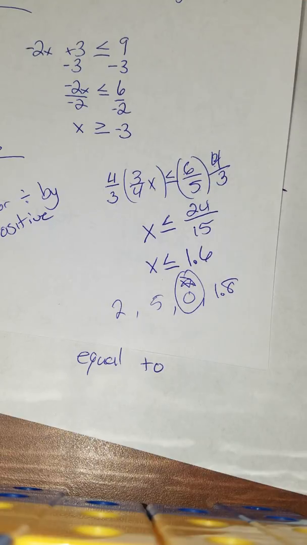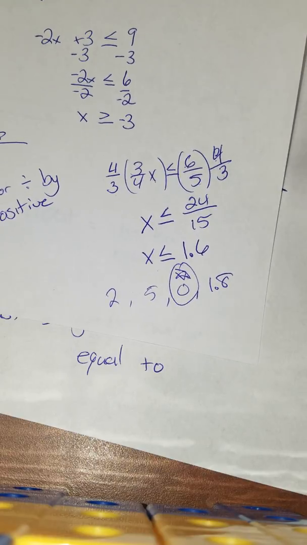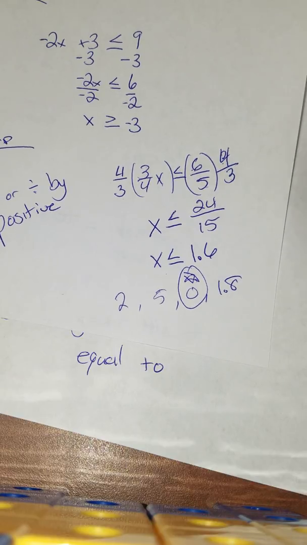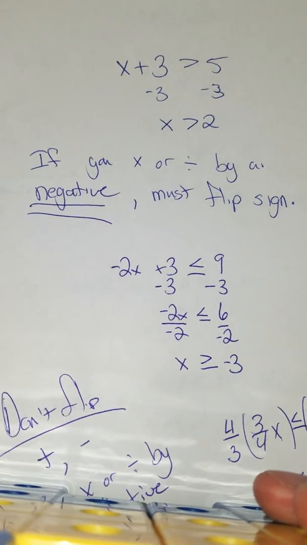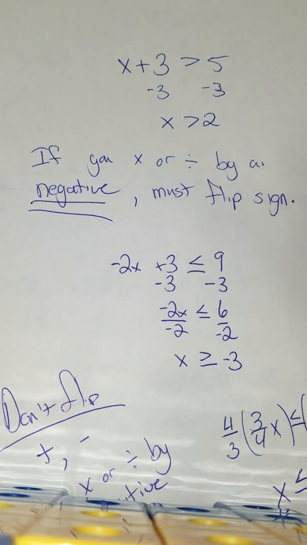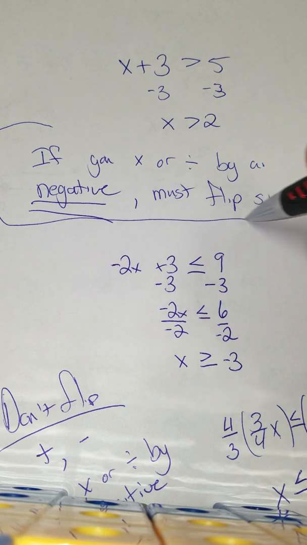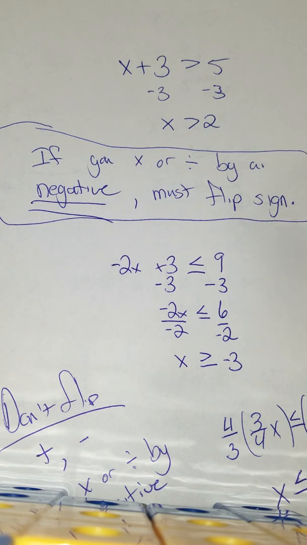Now, I've given you the entire unit in one video, so if you need to come back and watch it a couple of times, go for it. However, solving inequalities is exactly like solving equations. The only thing different is if you multiply or divide by a negative. Make sure you have this down. If you multiply or divide by a negative, you must flip the sign. Very, very important. All right, go for it.